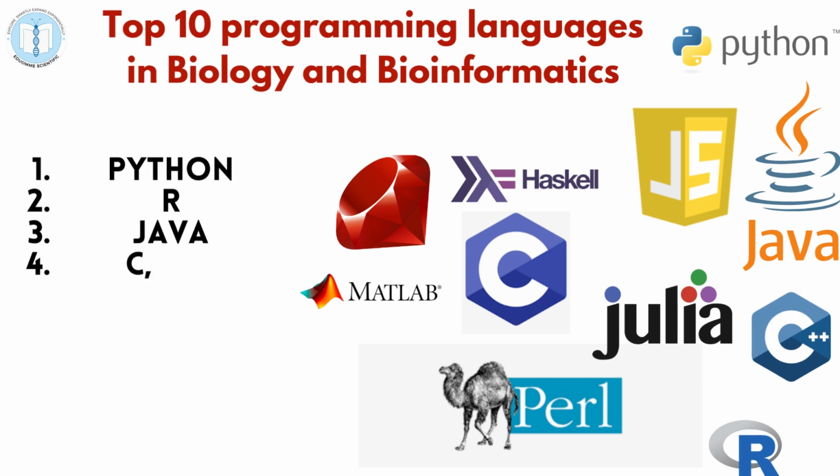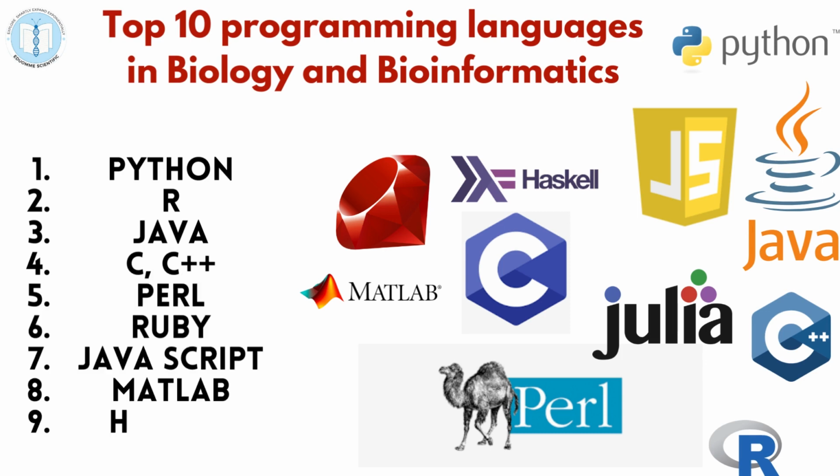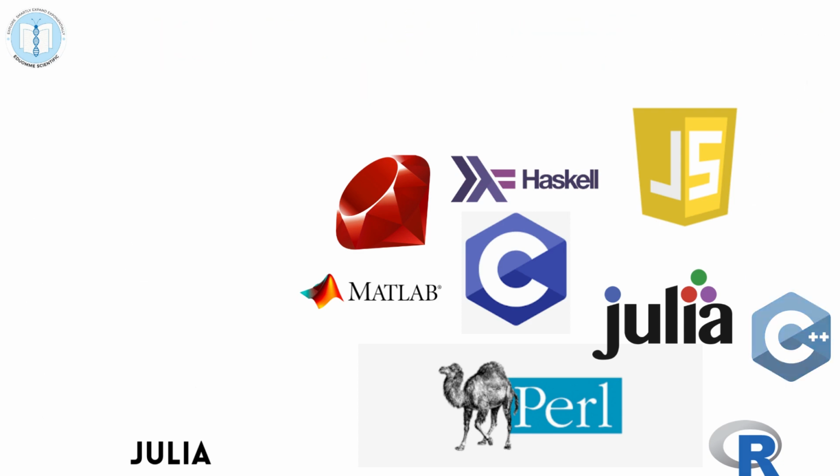Now, let's talk about the top 10 programming languages used in biology and bioinformatics. These include Python, R, Java, C, C++, Perl, Ruby, JavaScript, MATLAB, Haskell, and Julia. Each of these languages has its own strengths and is well suited for different types of tasks.